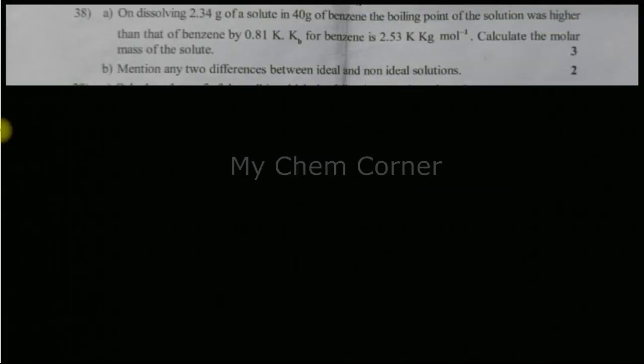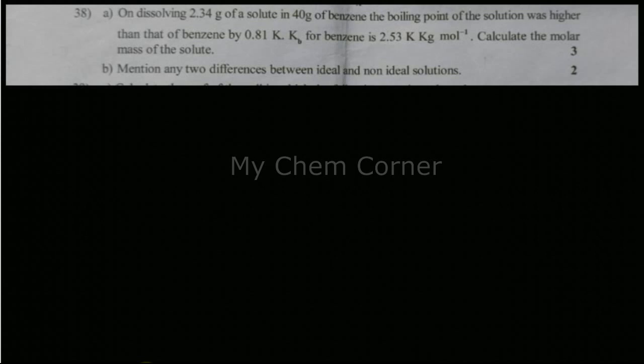Now, next question is based on the solutions chapter. Here it clearly says, on dissolving 2.34 gram of a solute in 40 grams of benzene, the boiling point of the solution was higher than that of benzene by 0.81 Kelvin. Kb for benzene is 2.53 Kelvin kilogram per mole. Calculate the molar mass of the solute.